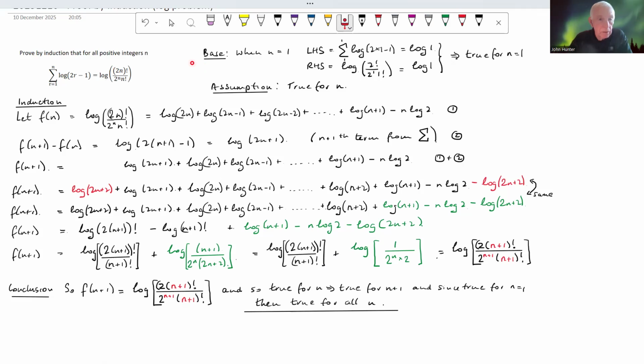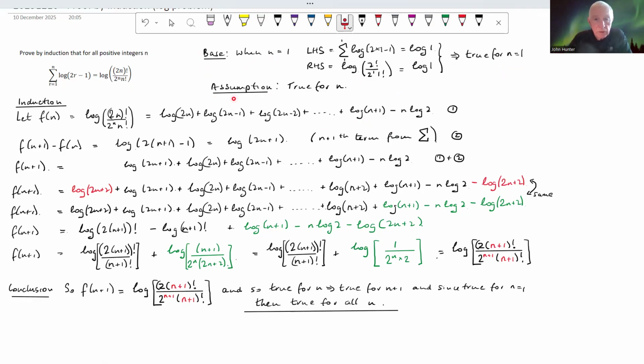All right, so establish the base case is what we do first. If we look at the case where n is equal to 1, then the left-hand side is just one term, which works out to be equal to log 1. And the right-hand side, if we substitute in 1 for n, we work that through and again get log 1. So it is true for n equals 1.